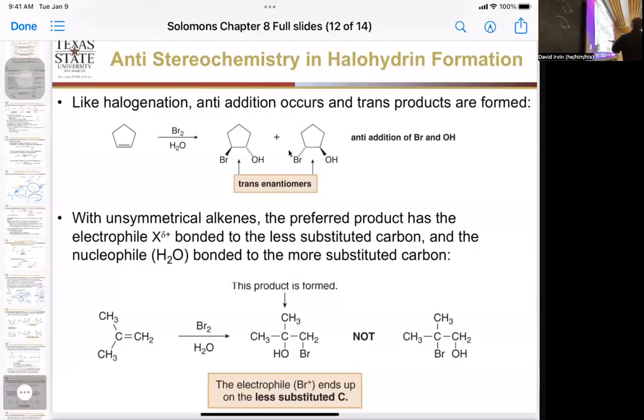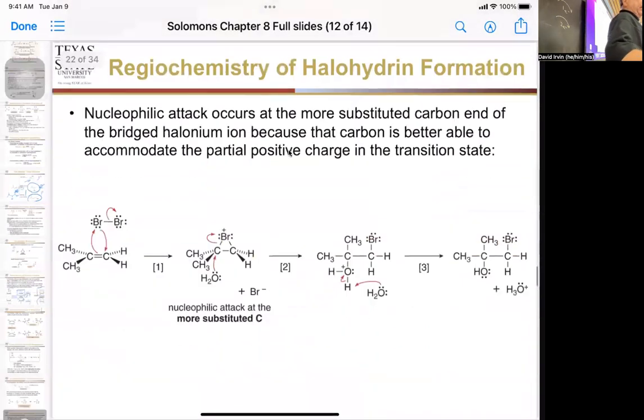Not a mystery. So you're going to want to write down the regioselectivity of this, meaning your OH is going to be on the more substituted carbon, your halogen is going to be on the less substituted carbon, on your reaction table. Okay. All right.